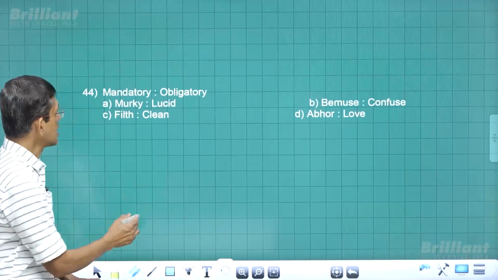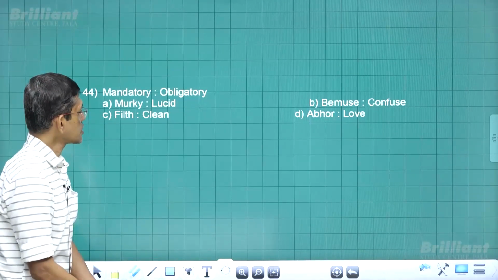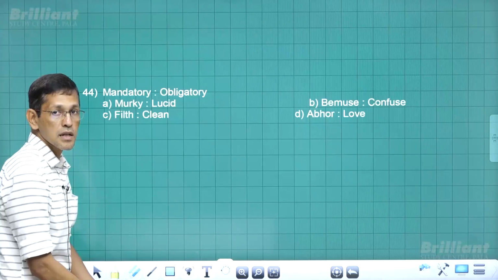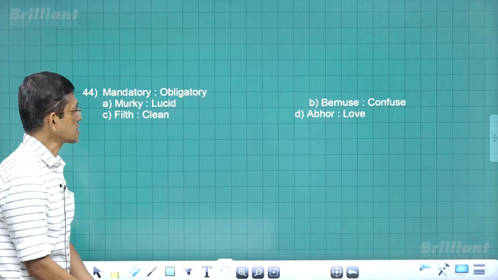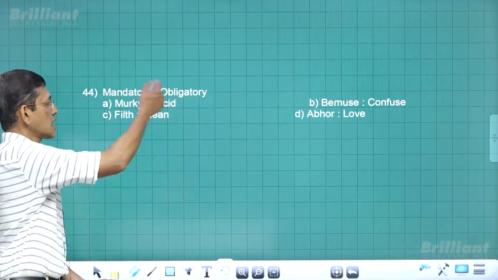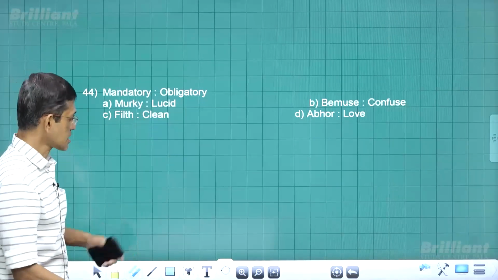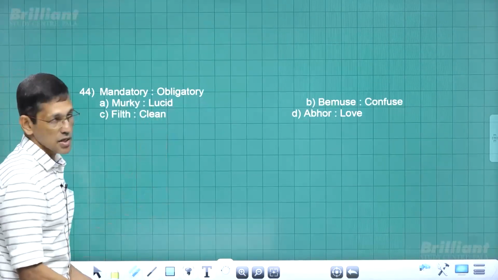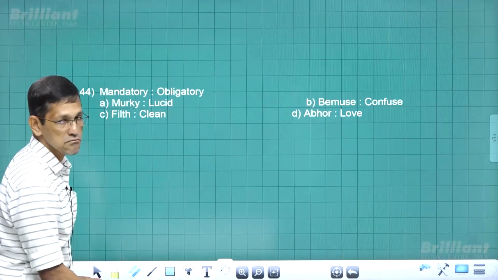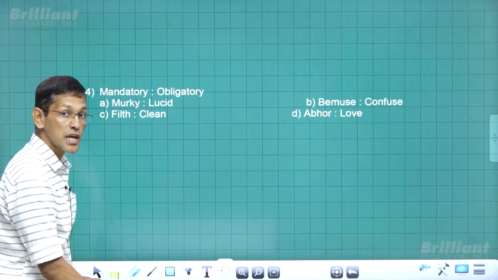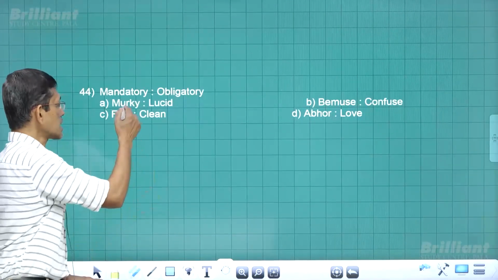Now 44. Mandatory and obligatory. So mandatory, obligatory, what is the connection? Mandatory means it's obligatory. So they are synonyms, right? And we need to find another pair with a similar connection here, with the same relation. That means synonyms. So murky and lucid, what is it?